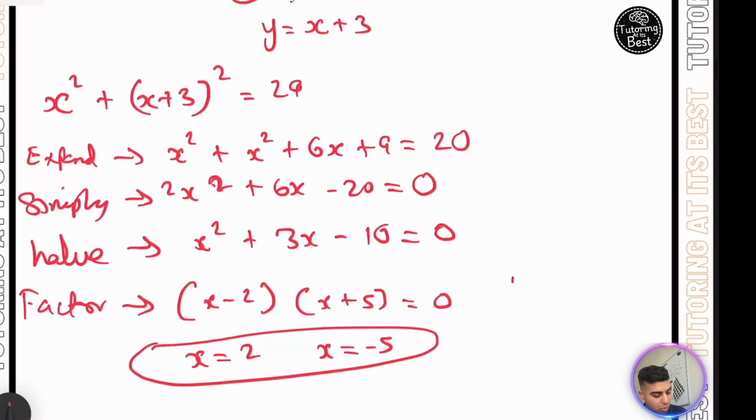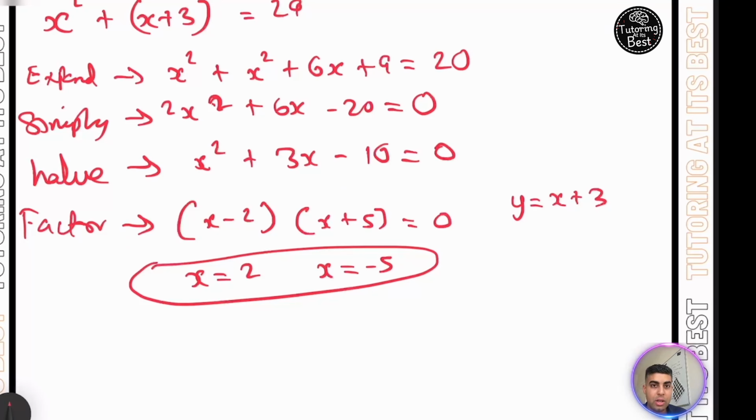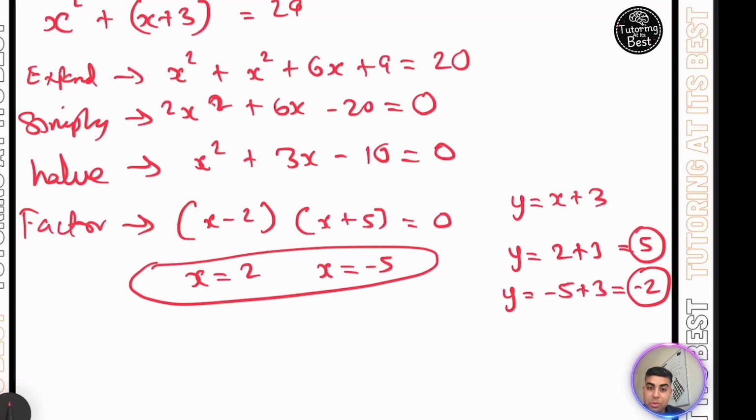So that was y equals x plus 3. So by substituting that right away, what can we say? We have y equals 2 plus 3, which equals 5. So we know one of the values of y is 5. Or we can say y equals minus 5 plus 3, which is minus 2.